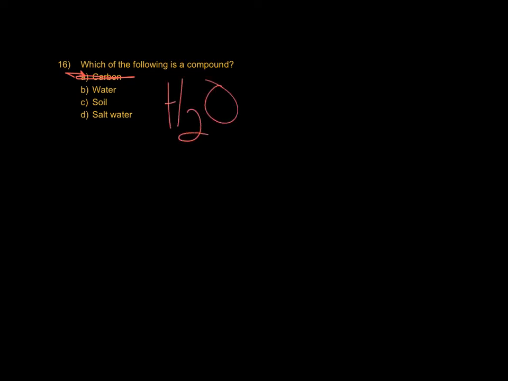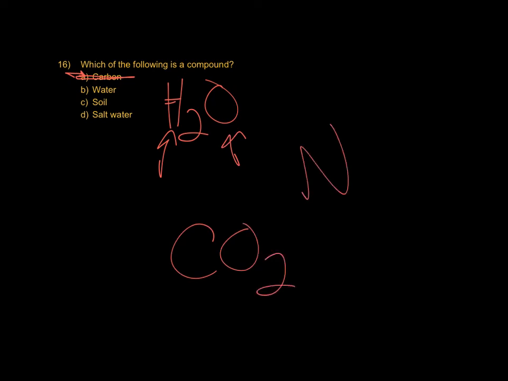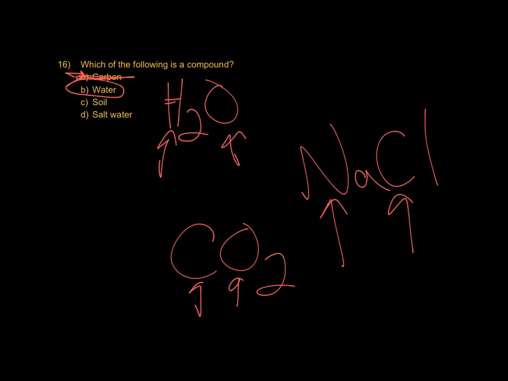H2O. Okay, anytime you have something that can be written as a formula with more than one capital letter, like H2O or CO2 or NaCl, like that, those all have two capital letters. You could have more than that, but anytime there's two or more, that means it's a compound. Okay, water is a compound. Soil is a mixture. Salt water is also a mixture called a solution.